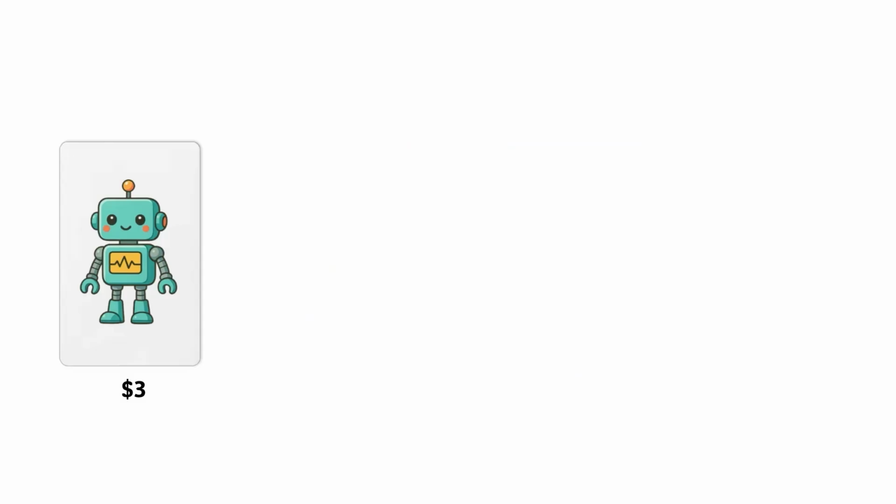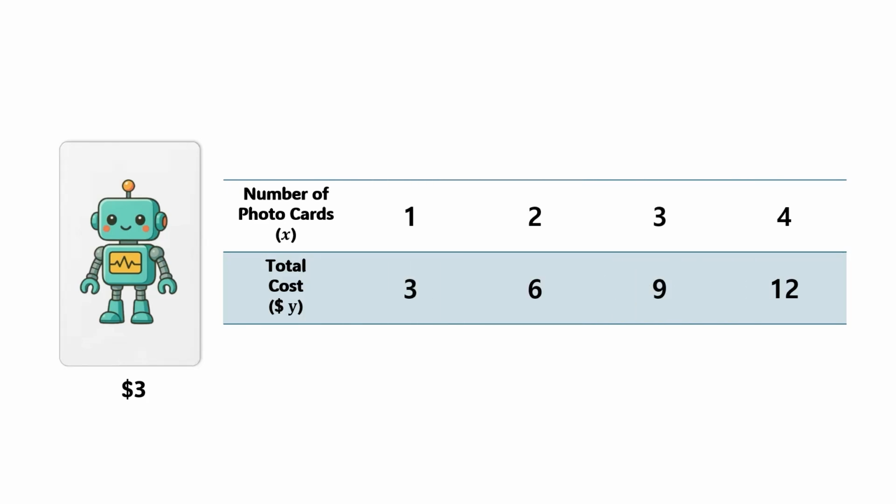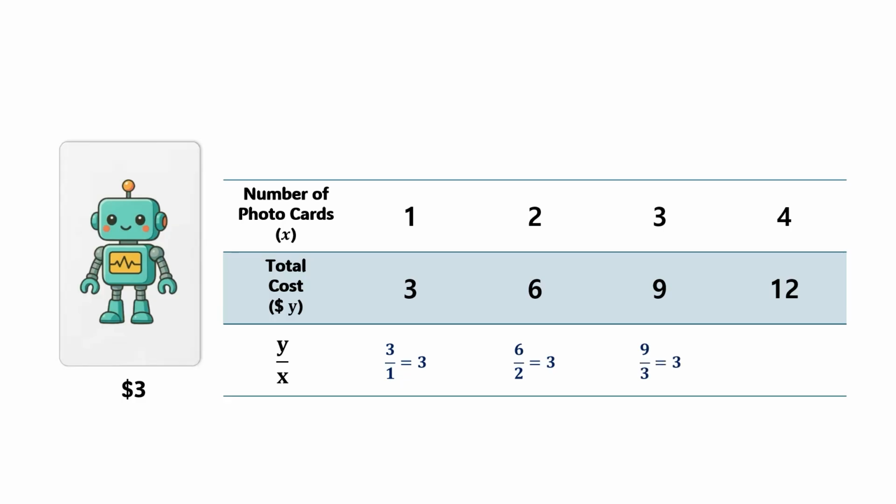Let's go back to our photo card example. Let's say one card costs $3. We can make a table to see the relationship. Look closely at this table. Do you see a hidden rule? Try dividing the total cost y by the number of cards x for any row. 3 divided by 1 equals 3, 6 divided by 2 equals 3, 9 divided by 3 equals 3, 12 divided by 4 equals 3. The result is always 3.